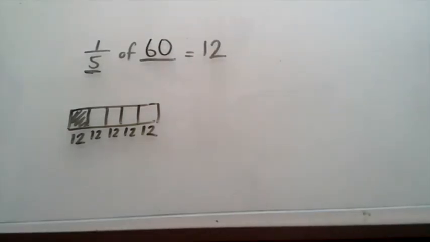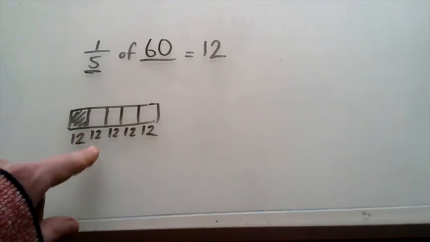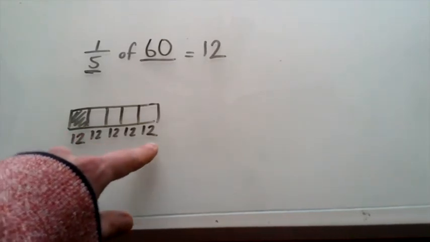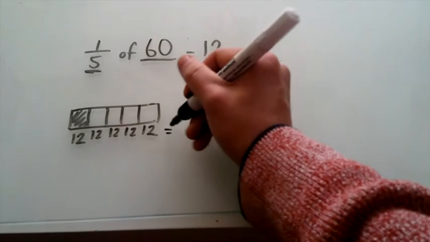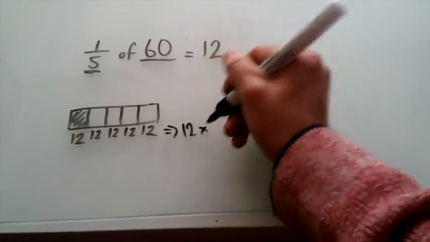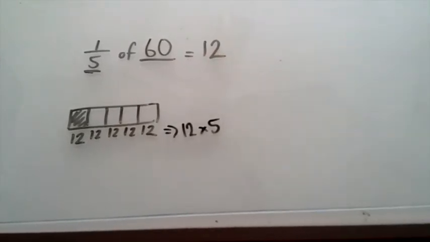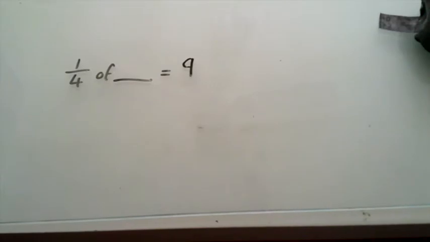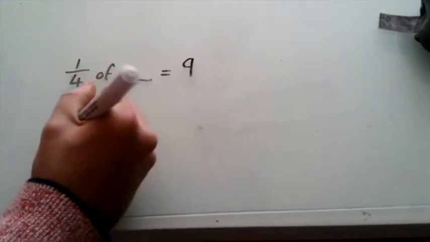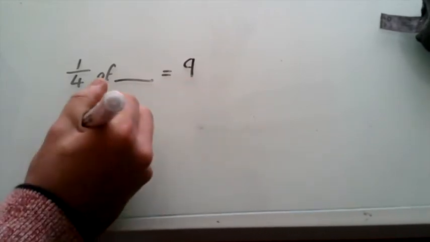So you can either do 12 times by 5, or you could do 12 add 5, add 12, add 12, add 12, add 12. But we know a simple way to do that is 12 times 5. We've got a quarter of something equals 9. So again, use your bar models if you're finding it difficult to visualize it.